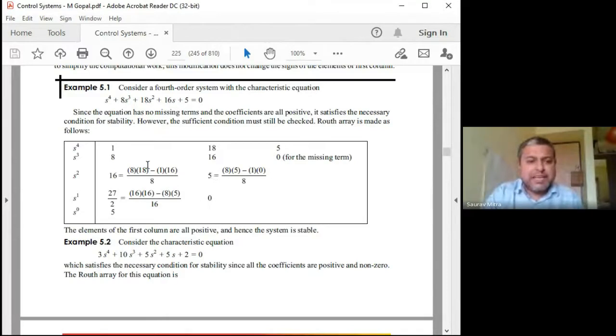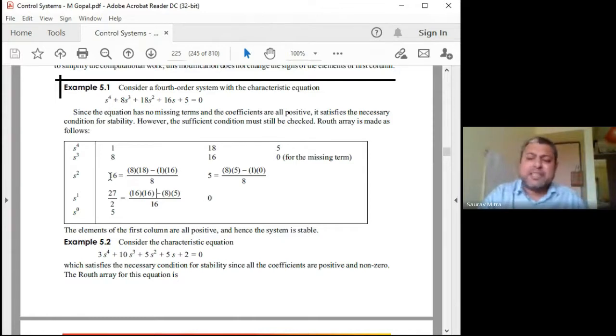So in the second line, it is 8 into 5 minus 1 into 0, divided by 8. So what is the third row first column? It is 16. That is 8 into 18 minus 1 into 16, divided by 8. If you calculate, it will come down to 16.